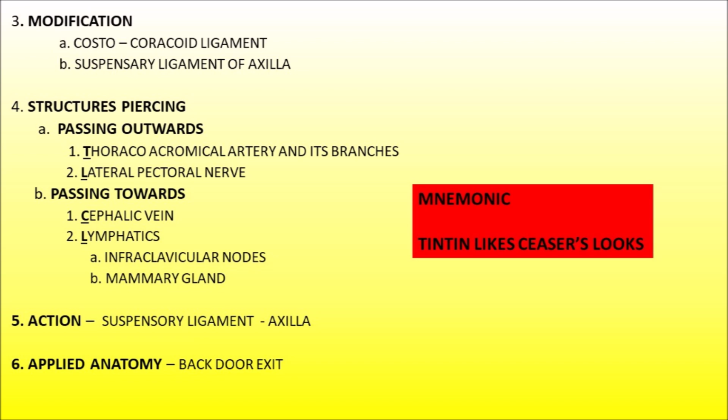The last one is the applied anatomy. Under applied anatomy, remember back door exit. So what is back door exit? When the malignant cells of the breast pierce the clavipectoral fascia and go to the apical group of lymph nodes, it is called the back door exit.